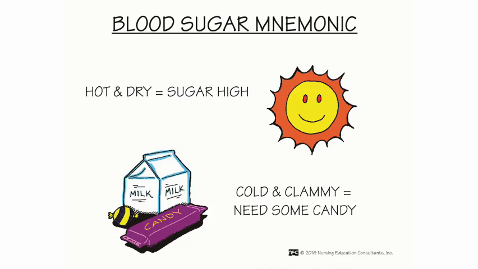An easy mnemonic to help you remember is hot and dry means your sugar is high. If they're cold and clammy, they probably need some candy.